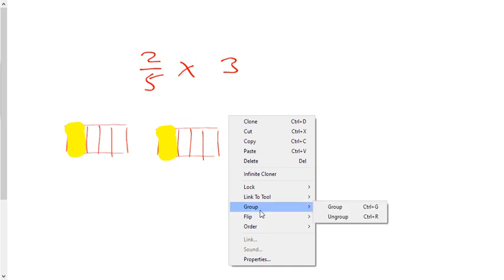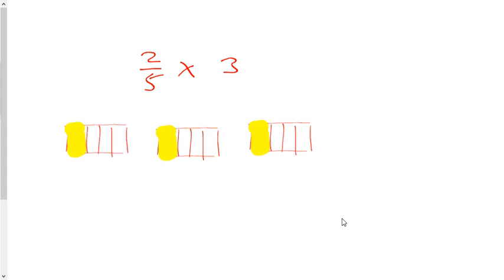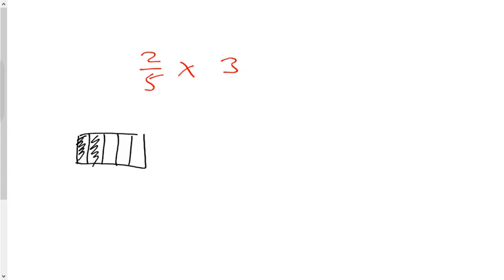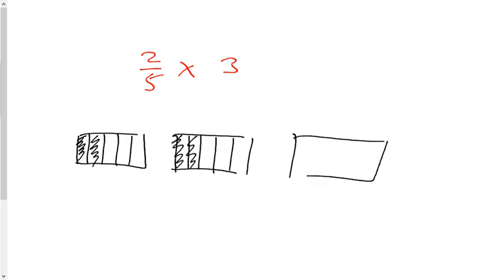I should have paused this. But, heavens to Betsy. Okay, I messed that one up. There's 2/5. If I tripled it back in grade 8, there's doubling it. And there's tripling it. Heck with the infinite cloner.